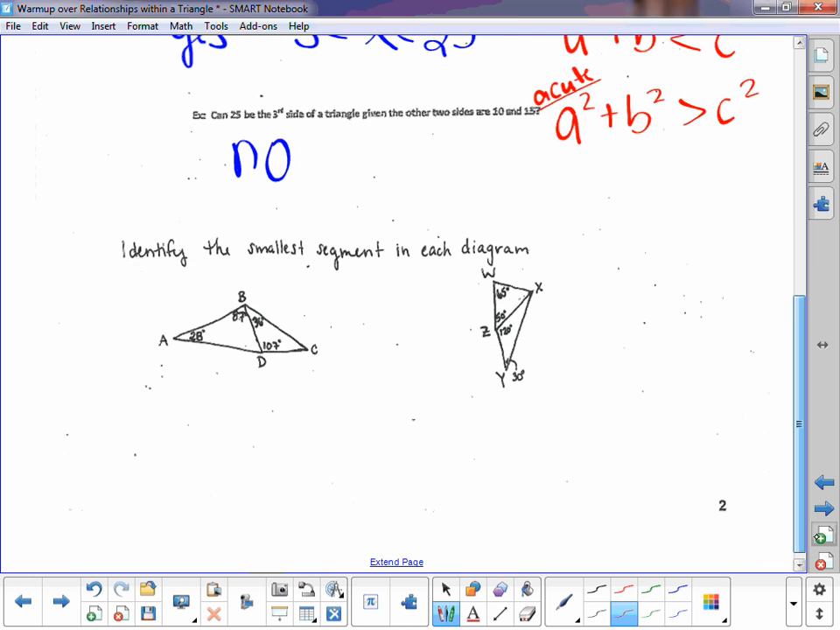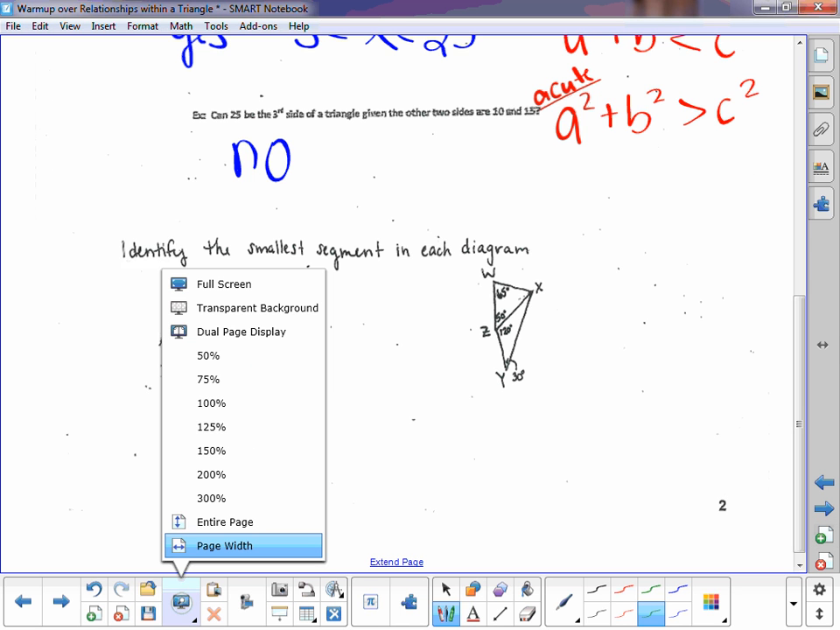Okay, and then last, we have probably the trickiest part of what we learned before break. So it's identify the smallest segment in each diagram. And what we have are two triangles sharing a side. So we have to find, of all 5 side lengths, which one is the smallest. Zoom in on this.